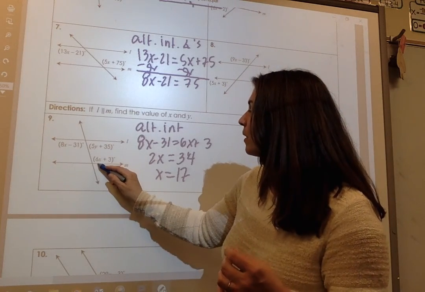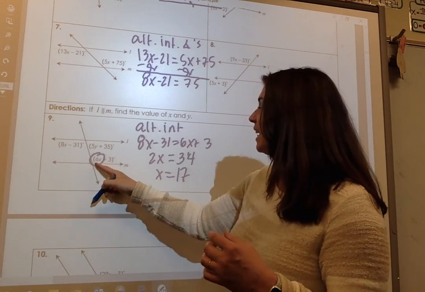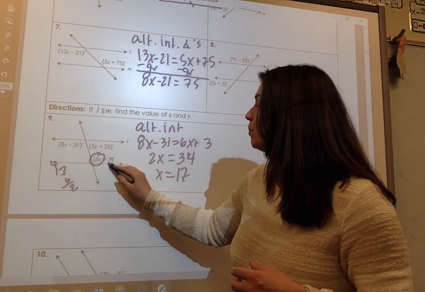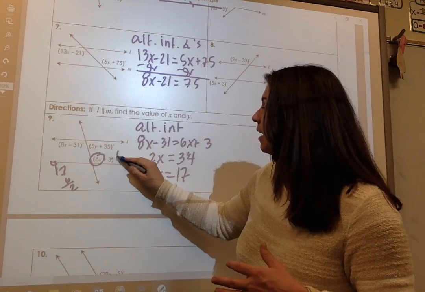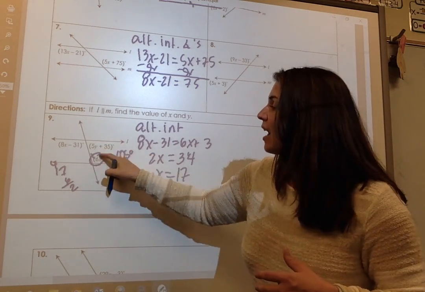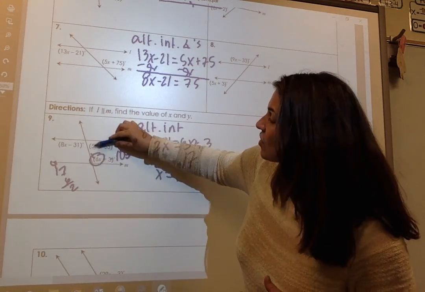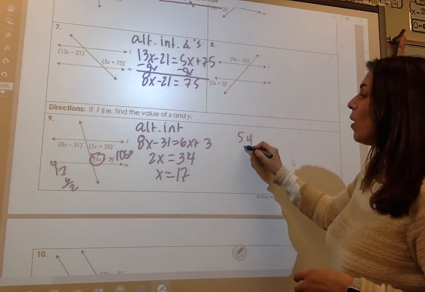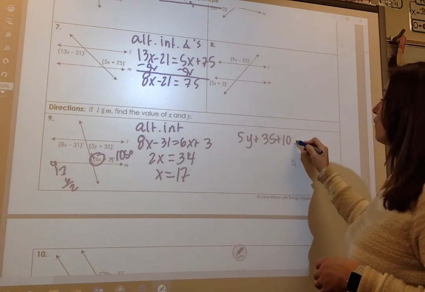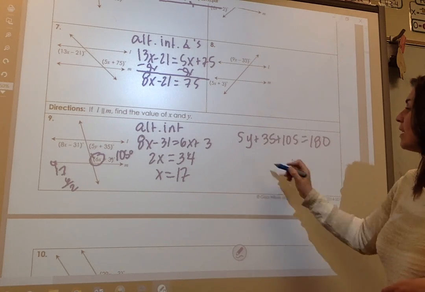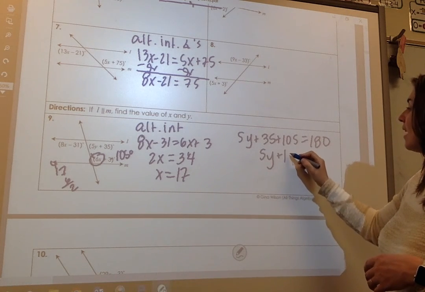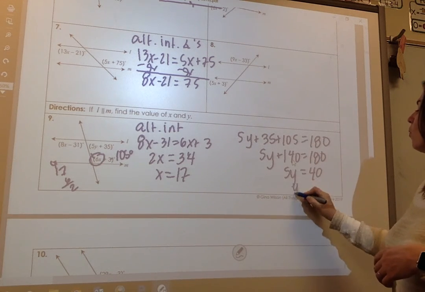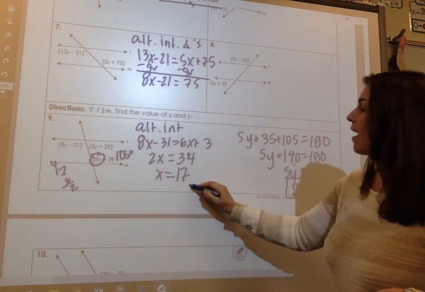So now I have to find the relationship. So if x equals 17, what is this? 17 times 6 is going to be 102 plus 3. 102 plus 3 is 105. Now, these guys, I can solve for y now. Because they're consecutive interior, 5y plus 35 plus 105 all equals 180 degrees. So I had to do that in 2 steps. So 5y equals 40, y then equals 8. So that's my value for x and y.